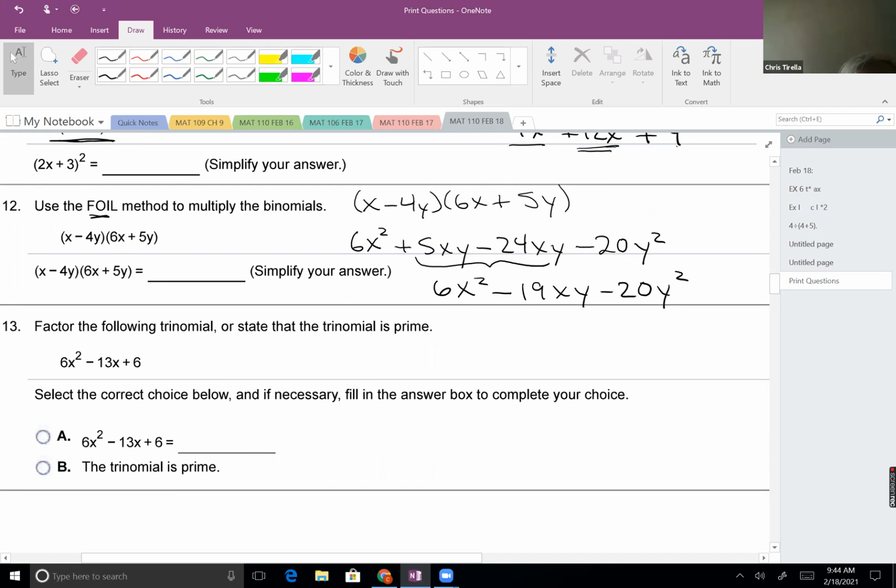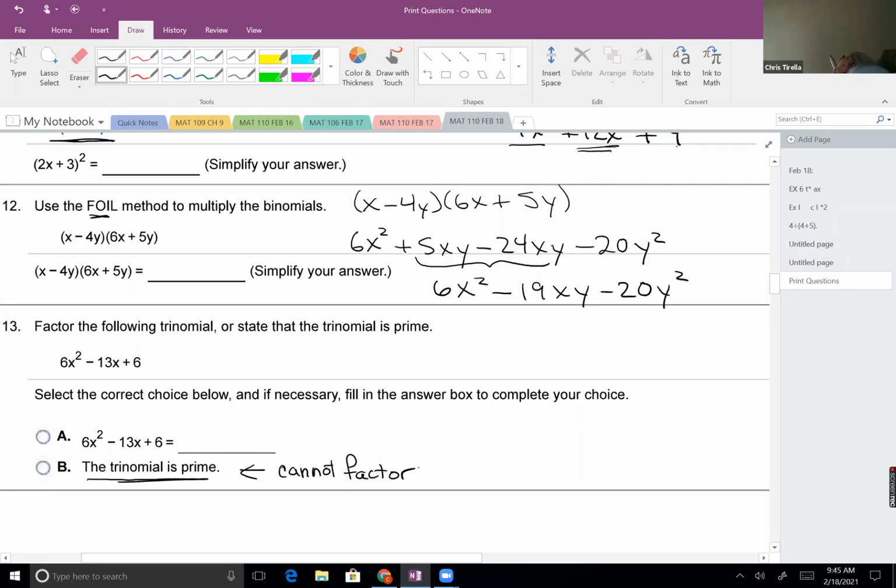Next one asks us to factor the trinomial or say it's prime. Again, a couple of people have asked me: saying it's prime means that you've tried everything and you cannot factor it. But we haven't tried anything yet. Let's try to factor this thing. It's got a leading coefficient of 6. Well, it starts and ends in 6. 6 isn't a common factor because 6 doesn't go into 13. So I can't factor a common factor out.